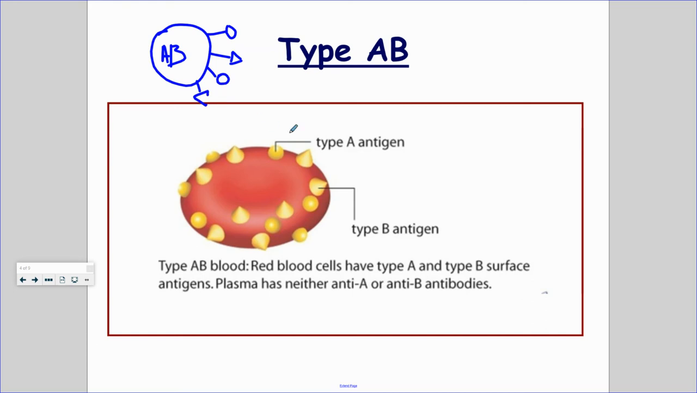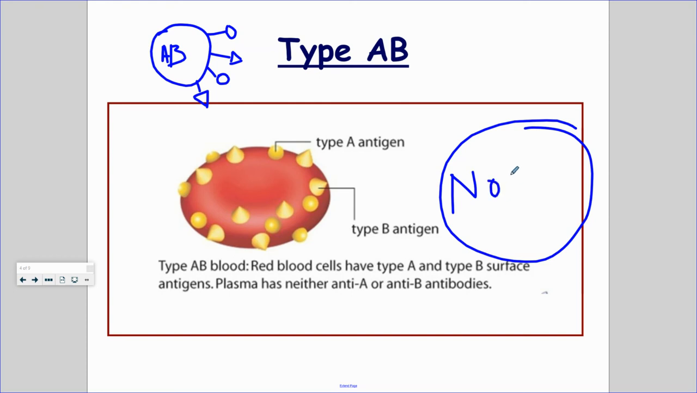Now, there is no mistake here. You'll notice something is missing right here. There are no antigens. What? Why? I mean, not antigens, antibodies. That's because there are none. If you have type AB blood, you do not carry the type A or B antibody.